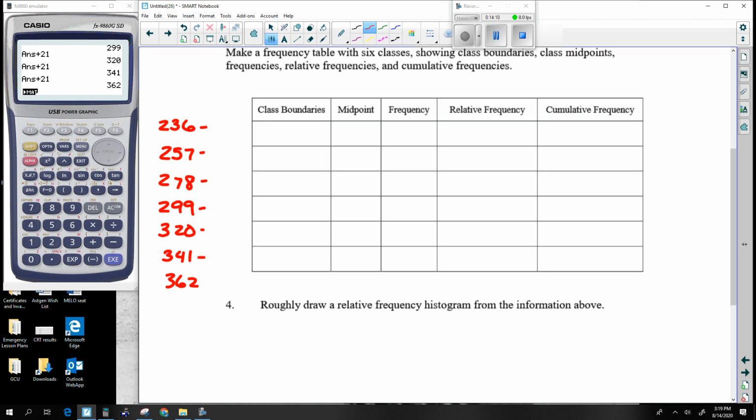These will end one less of where the next one begins. I make the lows lower and the highs higher. I'm going to have to make these a little bit bigger, and I'll shrink them down here in just a second.